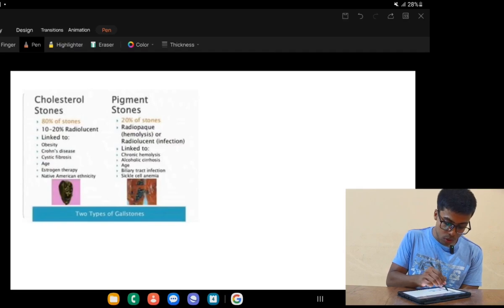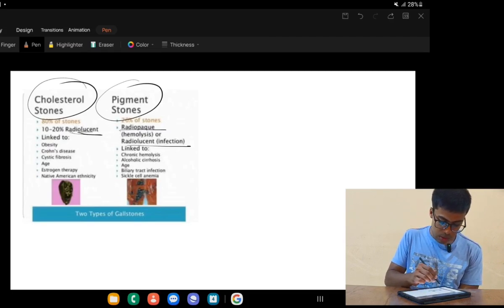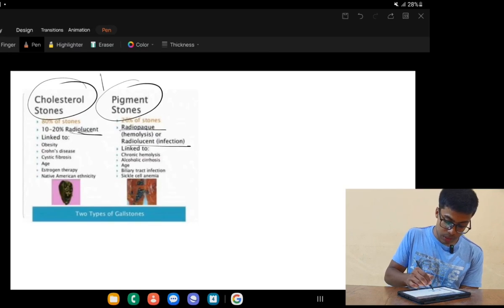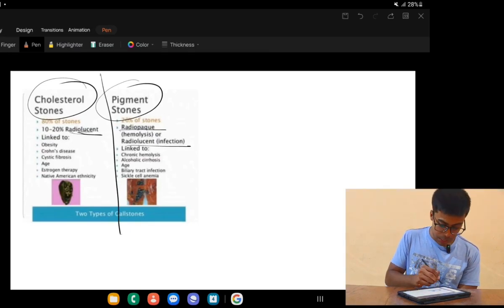So these are the cholesterol stones and pigment stones. 10 to 20% are radiolucent, and radiopaque are pigmented stones, hemolysis or radiolucent infection, and in Crohn's and several conditions we can see the stones. So you should learn this by heart. I will share the PDF later.